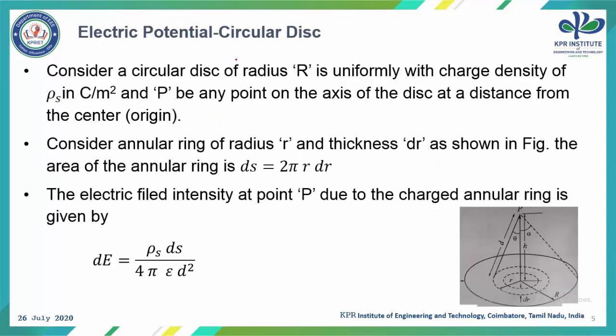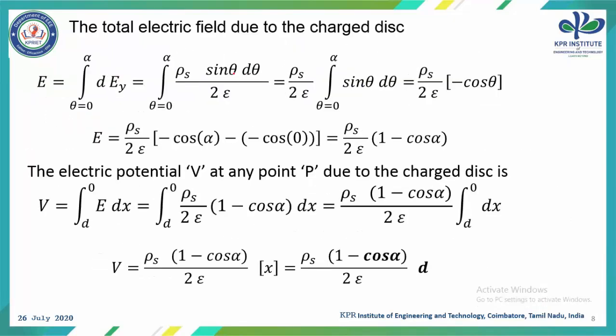Electric potential of circular disc. Just look at this diagram. We have already discussed this concept. Here the derivation remains the same up to the electric field intensity. Up to this the derivation is the same. Please refer to the previous video.